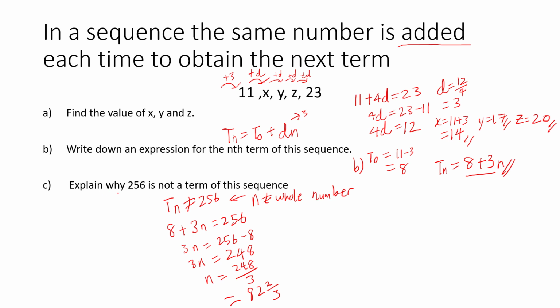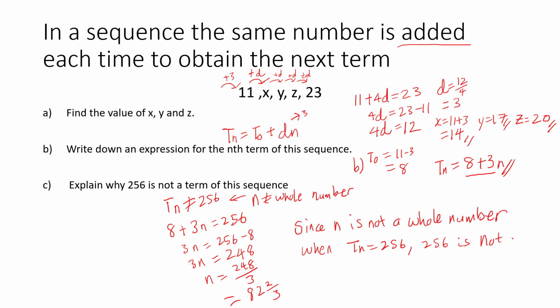So how do I explain? Since n is not a whole number, when Tn is equal to 256, 256 is not a term of this sequence. Okay, and that's all. That's the explanation.